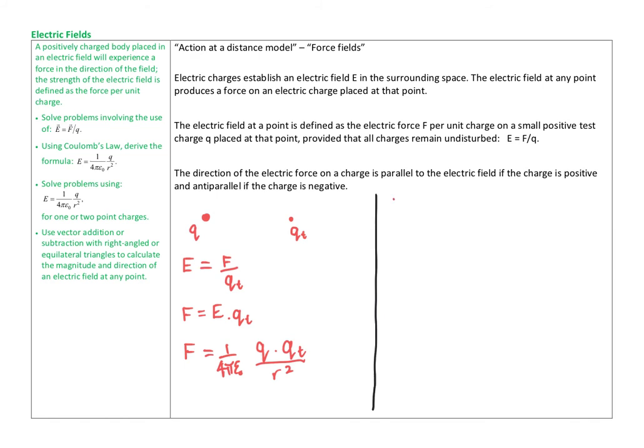Therefore, we can say that E times QT is going to be equal to 1 on 4 pi epsilon naught, Q times QT, divided by R squared. And we can see that the QT and the QT cancel out, and we get left with the electric field strength at that point where QT is, equal to 1 on 4 pi epsilon naught, Q on R squared. So I think that's a pretty simple derivation. If you're a little bit confused, you're probably missing how simple it is, so just have another quick look at it.